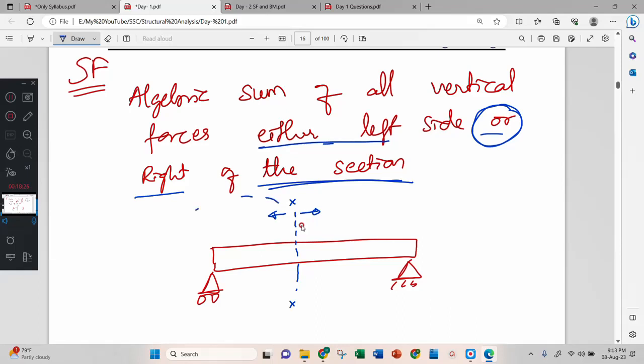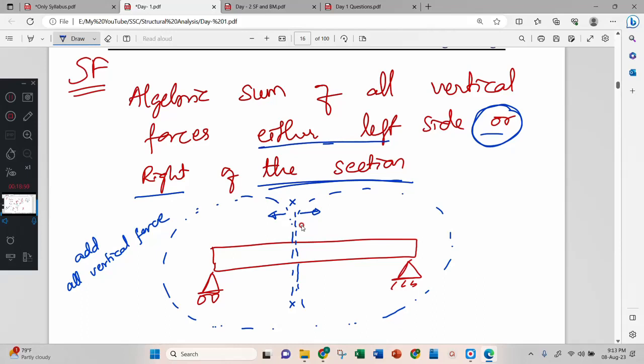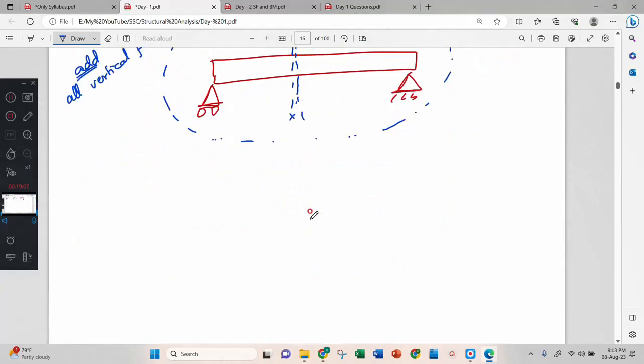Now if you are looking at this side, then add all vertical forces over. That is your shear force. Okay. If you are looking at this side, the same procedure you follow. You follow any one procedure, either this side or that side. Don't look at both sides. Okay, no. This is your shear force. Adding is there, no? That adding is called as algebraic sum. I will show you with the problem. Just you remember the definition.